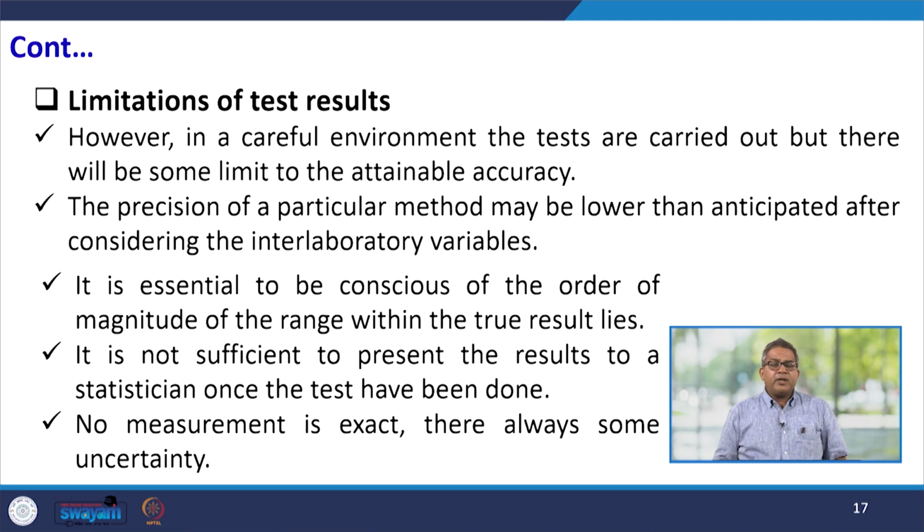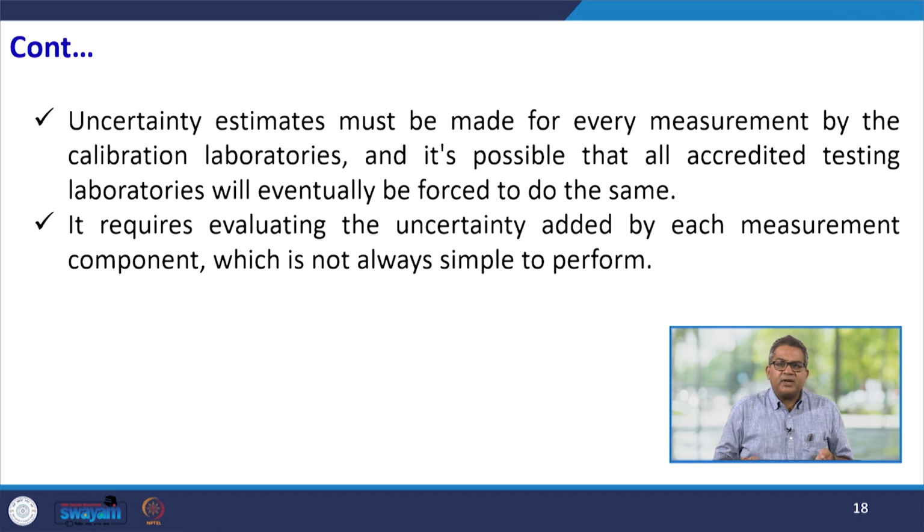Let us talk about the limitation of test results. Now, in a careful environment, the tests are carried out, but there will be some limit to attainable accuracy. The precision of a particular method may be lower than anticipated after considering the interlaboratory variables. It is essential to be conscious of the order of magnitude of the range within which the true result lies. It is not sufficient to present the result to the statistician once the tests have been done, and no measurement is exact. There is always some uncertainty.